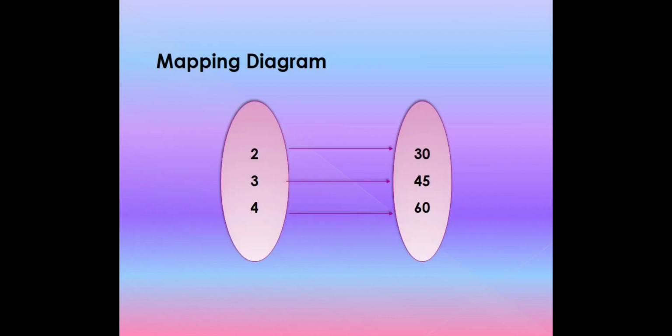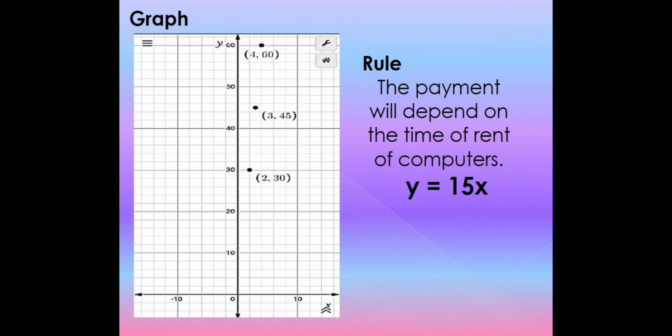Now let's have the mapping diagram. So this is the mapping diagram. 2 is mapped to 30, 3 is mapped to 45, and 4 is mapped to 60. And now let's have the graph and the rule. By graphing, this is the graph of our ordered pairs, and our rule is the payment will depend on the time of rent of computers. So y is equal to 15x, or 15 multiplied by the value of x. This is the 5 representations or illustration of relation and function.